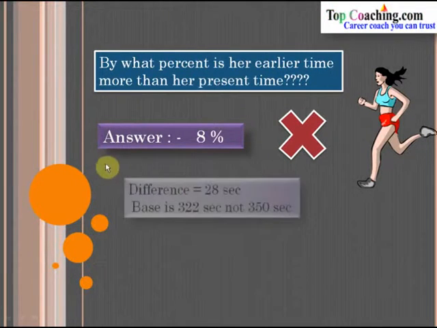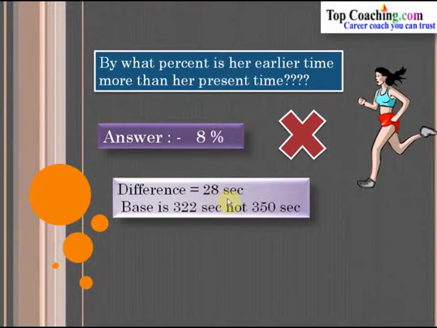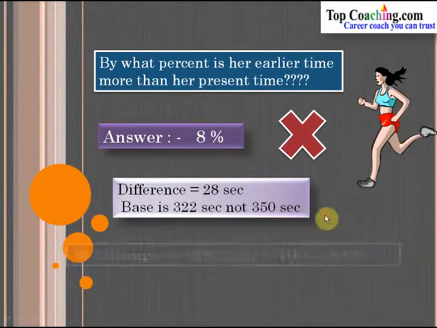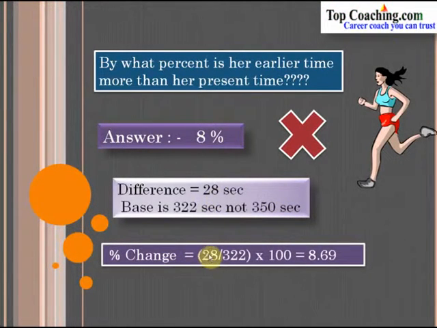So the difference is 28 seconds, as we have already found. And the base here is 322 seconds, that is the new time, and not 350 seconds. So the percentage change would be 28, that is the decrease, divided by 322, which is the new time, into 100, and this comes out to be equal to 8.69%. So her earlier time is 8.69% more than her present time.